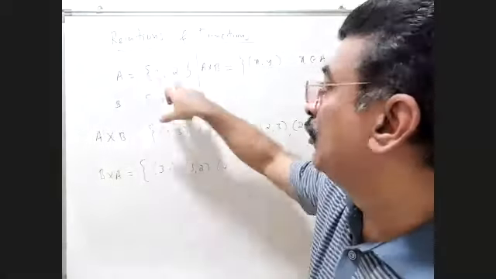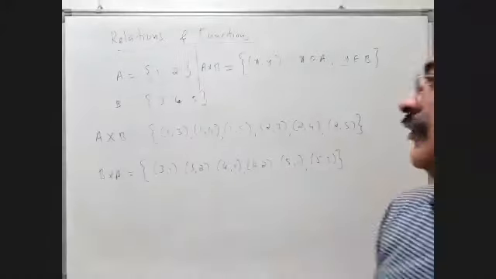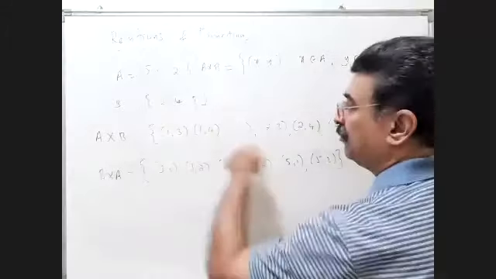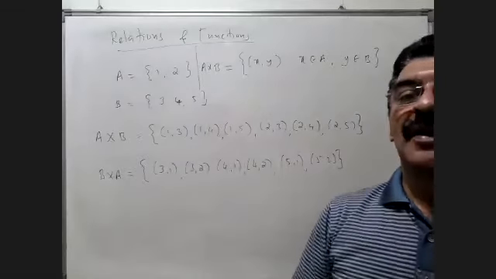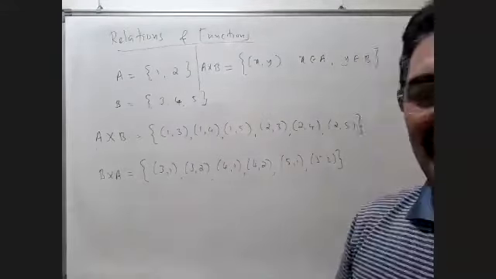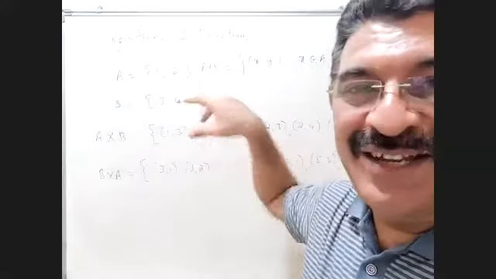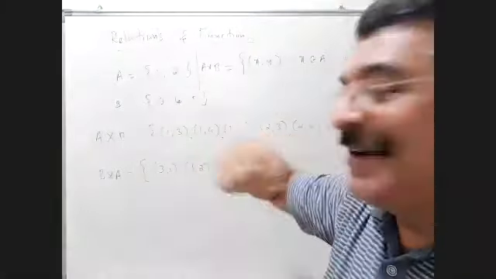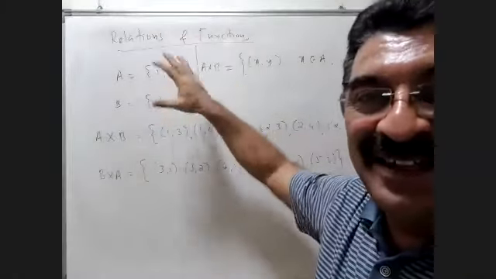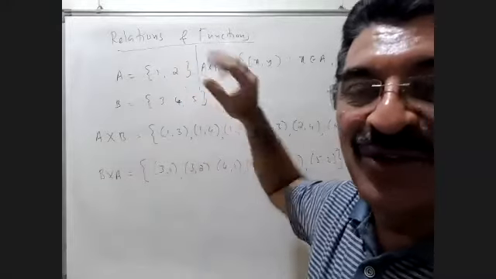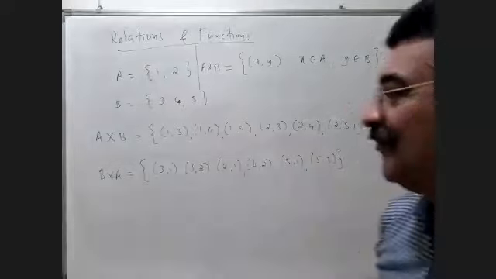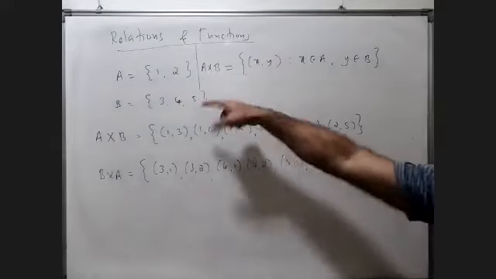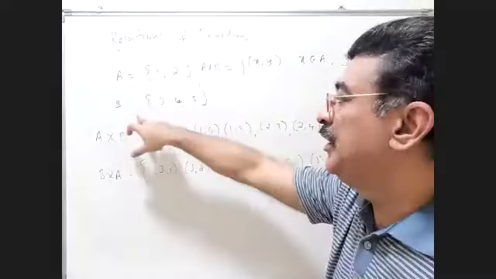This is an example. Write this example: if A is equal to {1, 2} and B is equal to {3, 4, 5}, write A cross B. This example comes right after the definition. Whenever I explain something, listen to it, and I will give you time for writing.